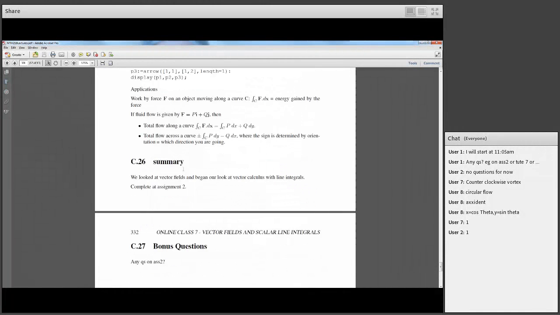Just applications: where do you see vector line integrals? We'll do some calculations of their own, but where you see them naturally is in work done by a force, like that last example. They also come up in fluid flow, which is the other key example I mentioned. If you know that a fluid is given by a certain vector field, the flow along the curve is just F dot dx. You can also work out flow across a curve too. Maybe a picture would be helpful.